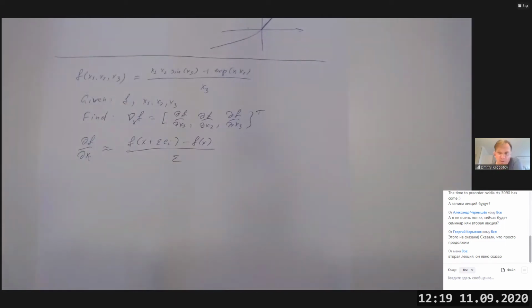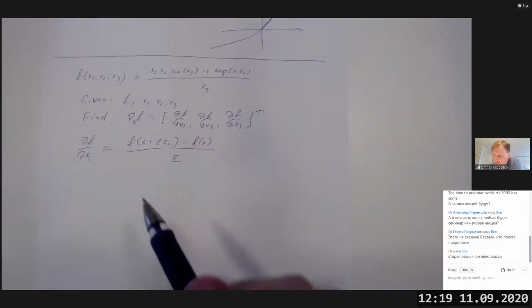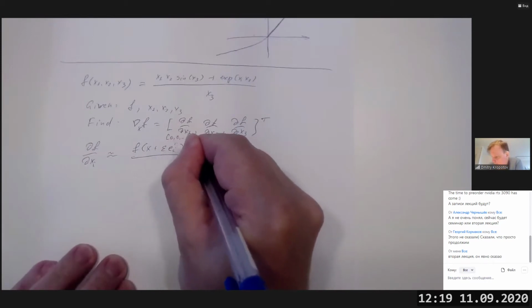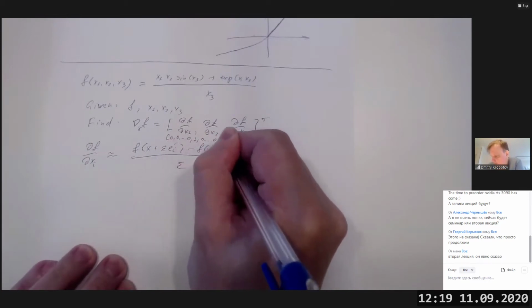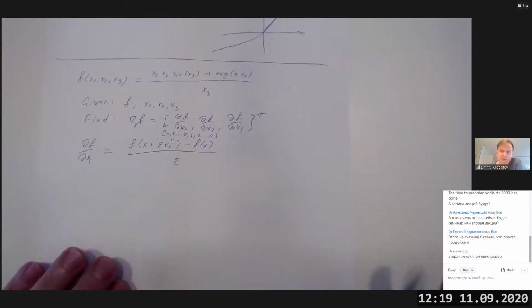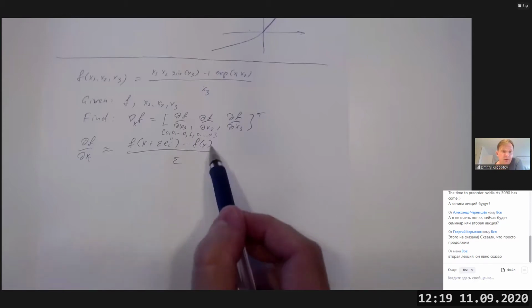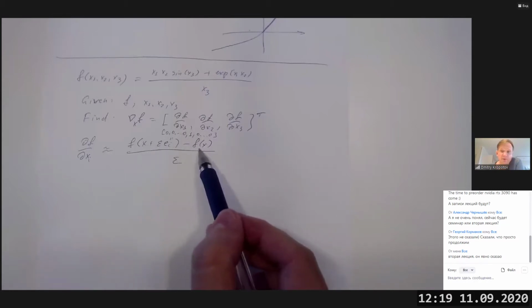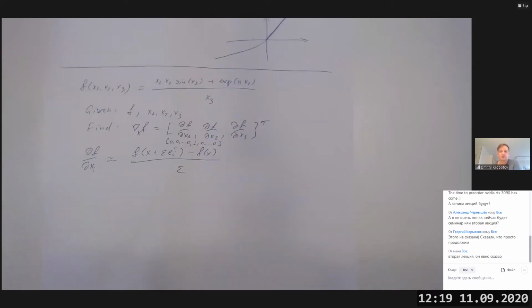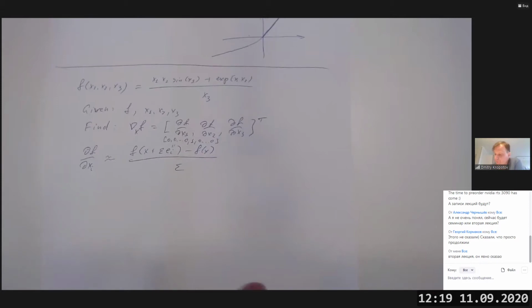For some small enough epsilon. Here this e_i is just a vector with all zero components except for one on the i-th position. Epsilon is some small real number, and if you have a procedure for calculating the function itself, you may calculate the partial derivative approximately using finite difference. What are the problems with this approach?